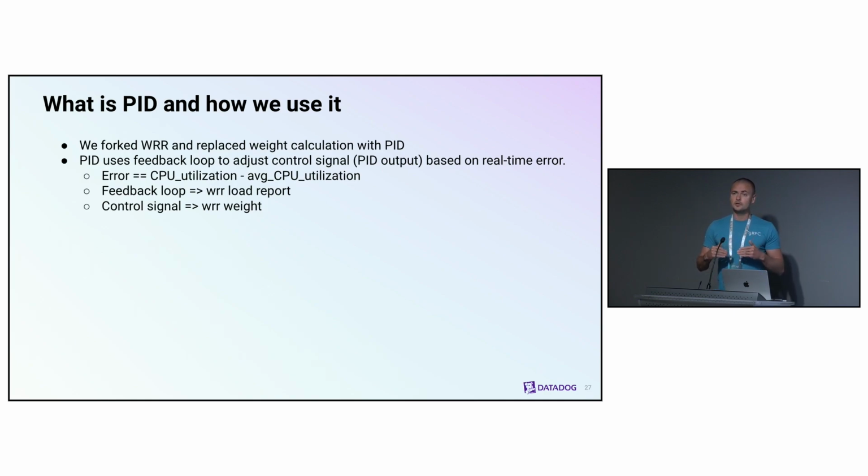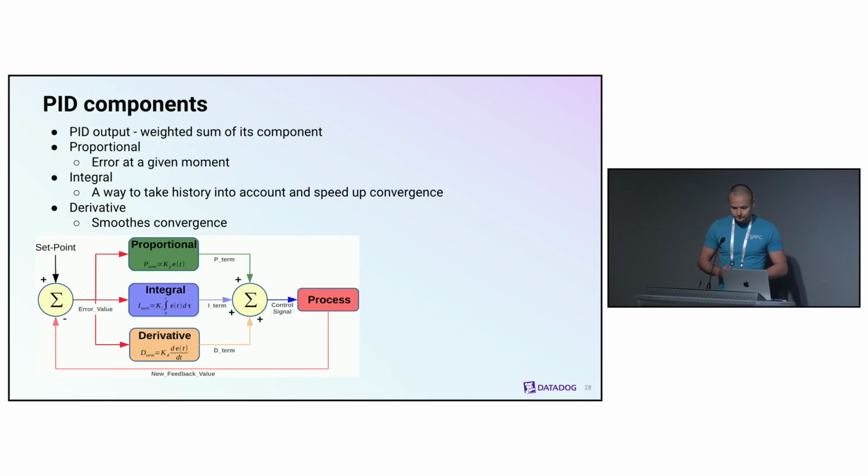So in order to calculate the error, we use the difference between current server CPU utilization and the mean utilization. So basically, we're converging all CPU utilization to the mean. We used the existing WRR load reports mechanism to provide us the feedback loop, and we implemented a very simple procedure to convert the output of PID into WRR weight.